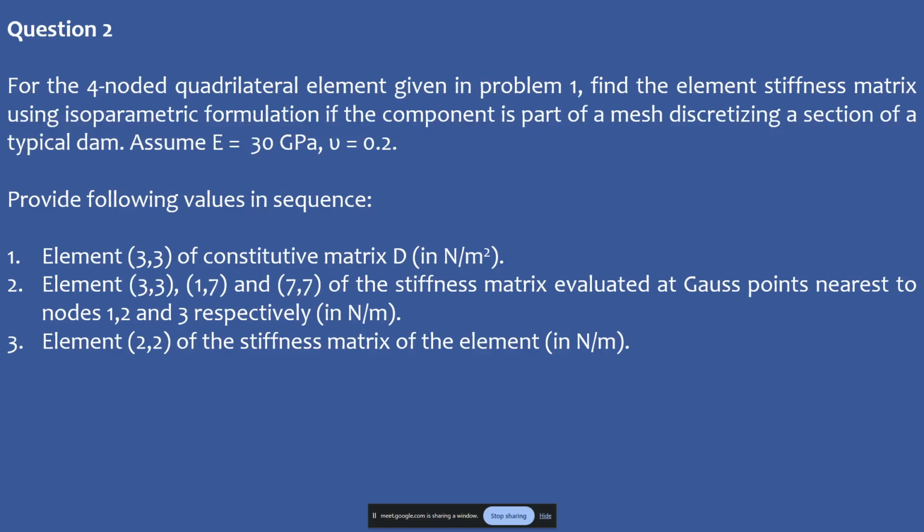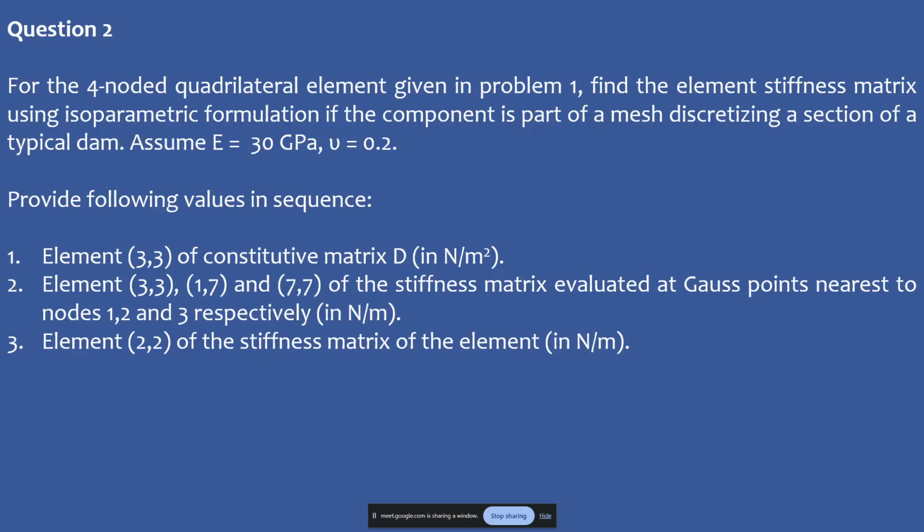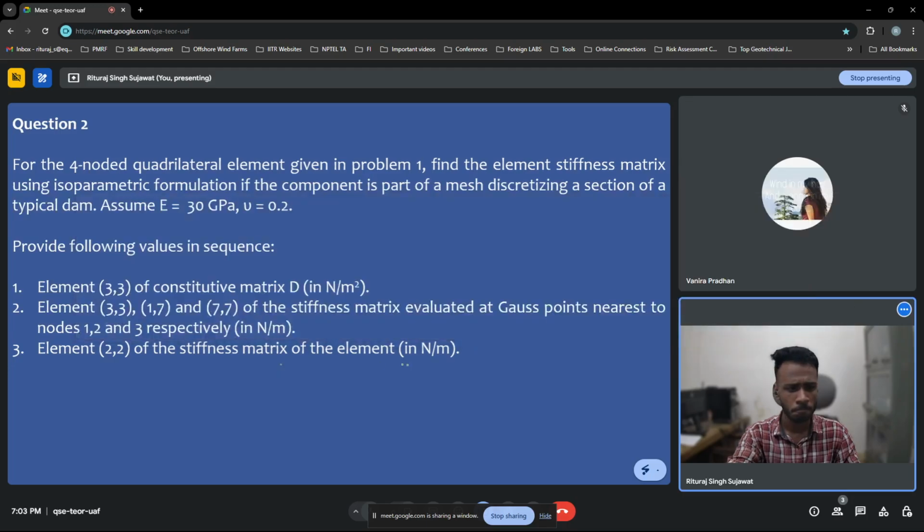So accordingly, within that solution, you need to find the element C3 of the constitutive matrix D, and the elements 1,7 and 7,7 of the stiffness matrix, and element 2,2 of your stiffness matrix of the element. So let's try this, and then we are going to solve. Take 5-7 minutes, and then we are going to see how to approach this type of problem.